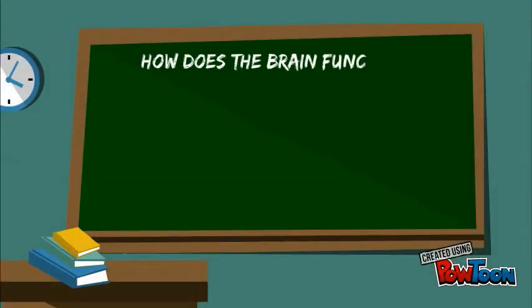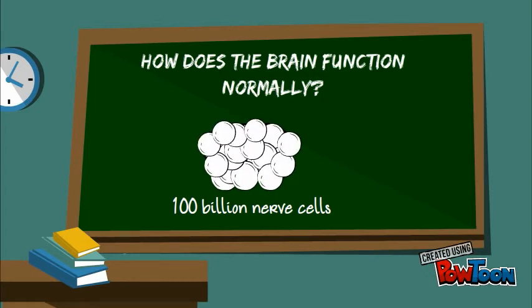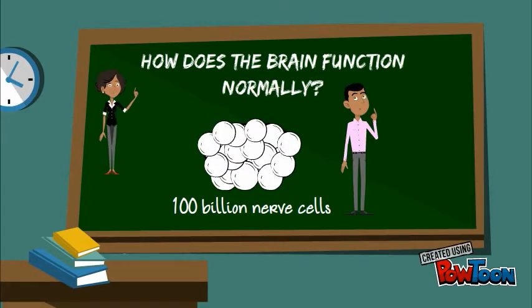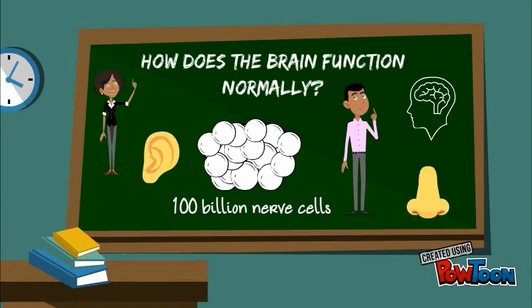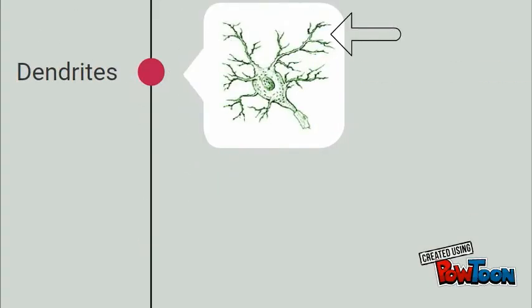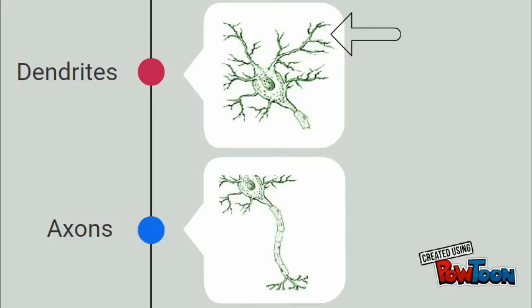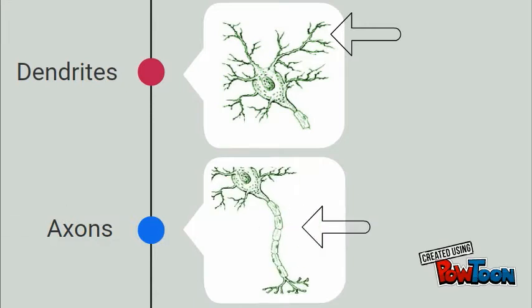How does the brain function normally? Well, there are about 100 billion neurons in the human brain that help humans think, learn, remember, hear, and smell. These neurons have parts called axons and dendrites. Dendrites are branch-like objects that extend from the main part of the nerve cell and carry impulses from other nerve cells to the body. Axons are long fibers that extend from the main part of a nerve cell and carry impulses away from the cell body.